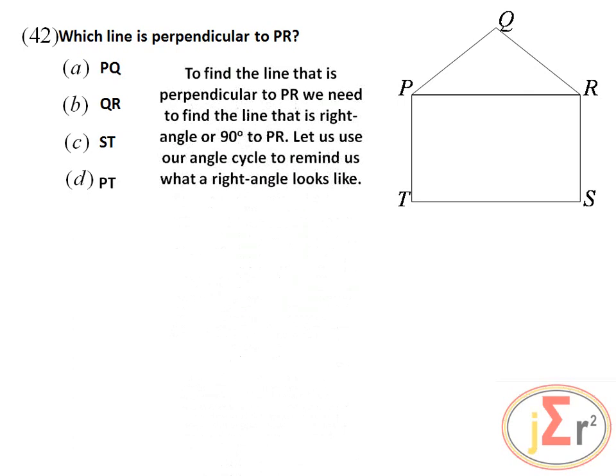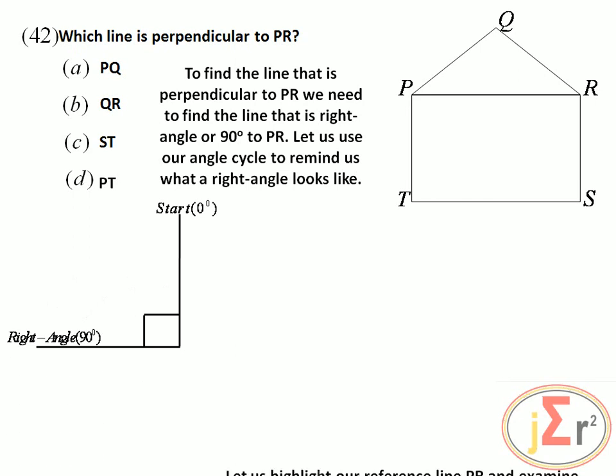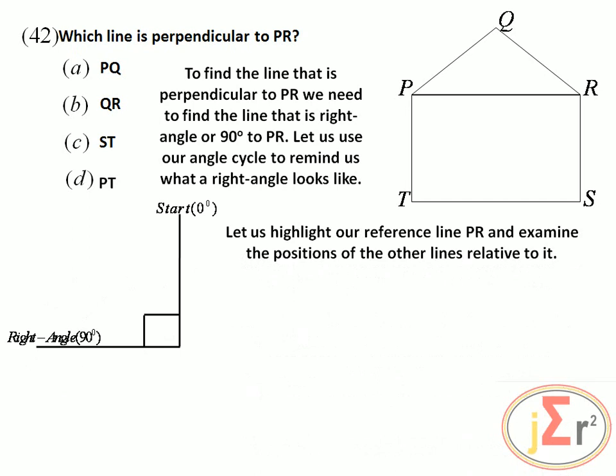So let us see what PR looks like. To find the line that is perpendicular to PR, we need to find the line that is at a right angle or 90 degrees to PR. Let us use our angle cycle to remind us what a right angle looks like. So that is our right angle, which is a 90 degrees angle. Let us highlight our reference line, which is PR, and examine the positions of the other lines relative to it. We have PR, this big, bold line that you cannot miss. Now we are going to see which line is perpendicular to PR.